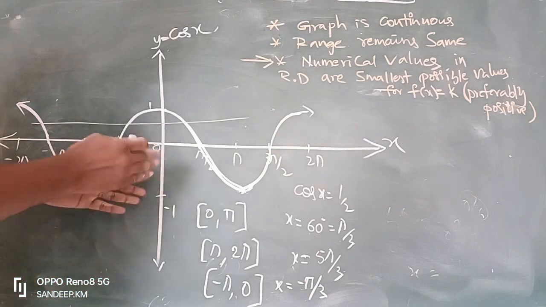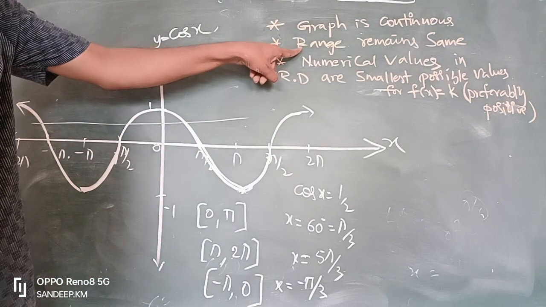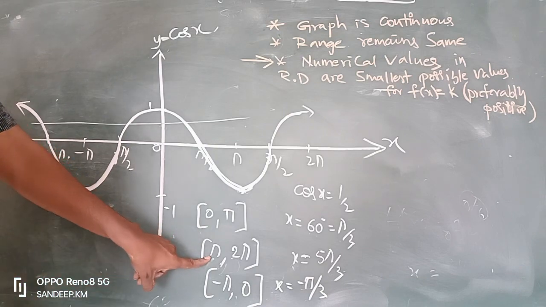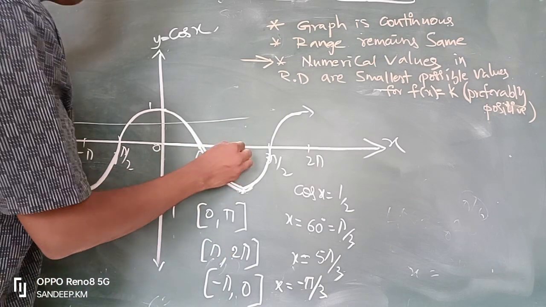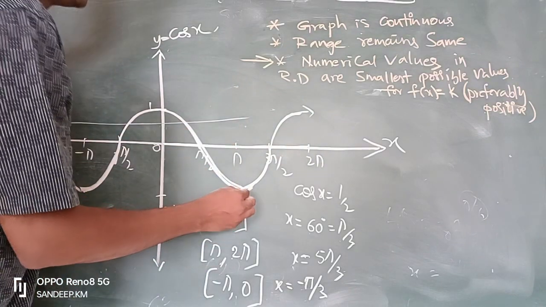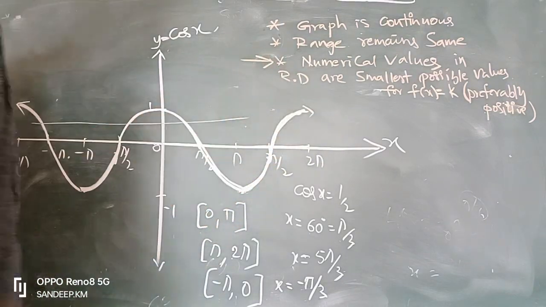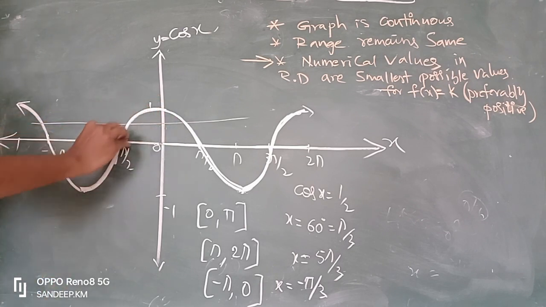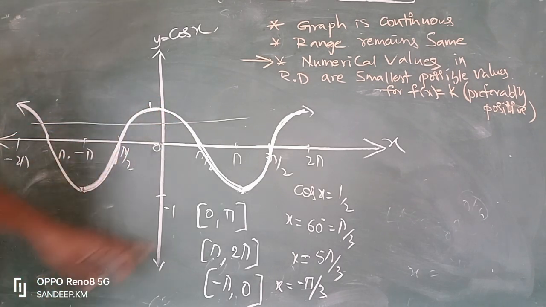The range remains the same, -1 to +1. Even in the domain between pi and 2 pi, the graph of cos x changes from -1 to +1. Even in the domain between -pi and 0, the graph of cos x changes from +1 to -1. So we have different options for restricted domains.